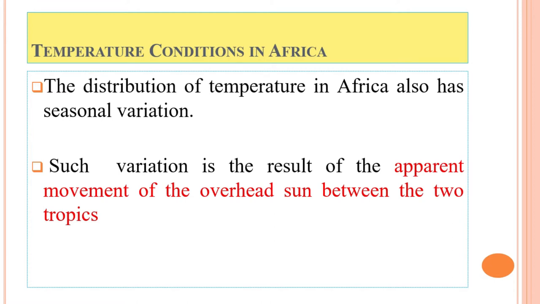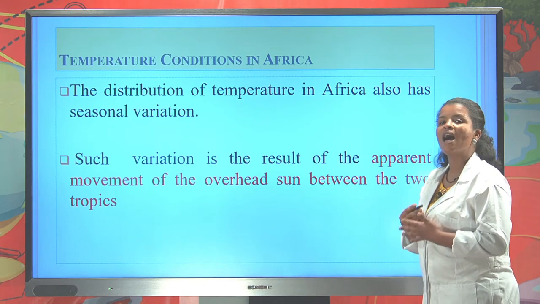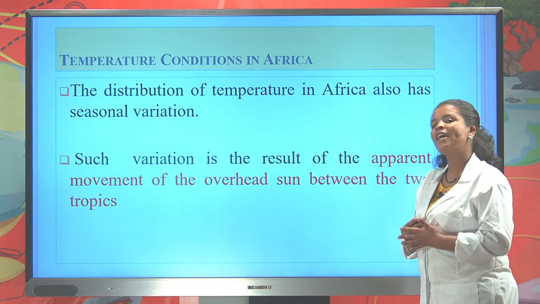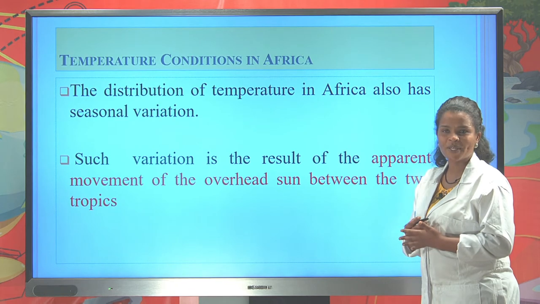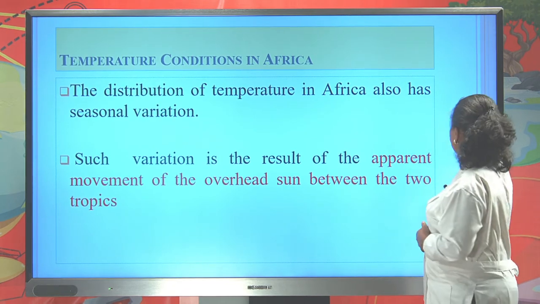The temperature distribution of Africa also has seasonal variation. Such variation is the result of the apparent movement of the overhead sun between the two tropics, that is, the Tropic of Cancer and the Tropic of Capricorn.